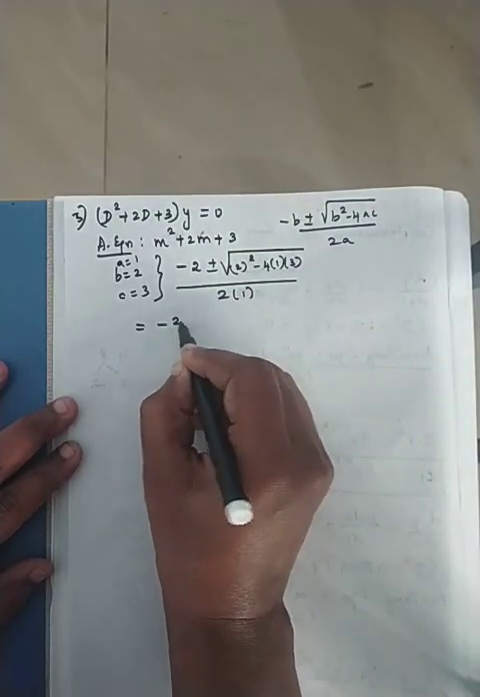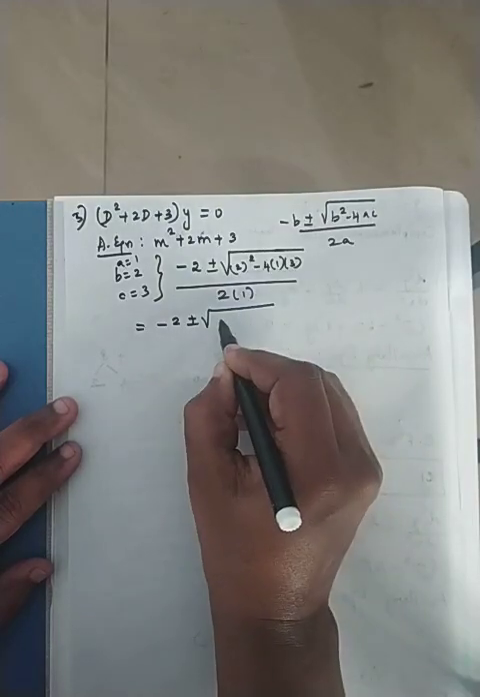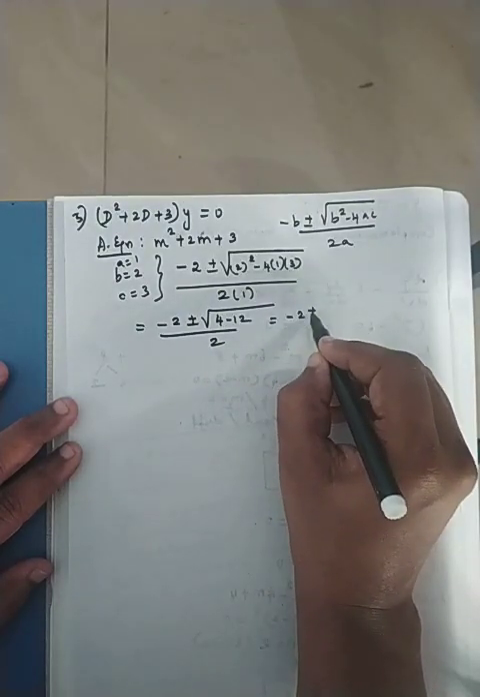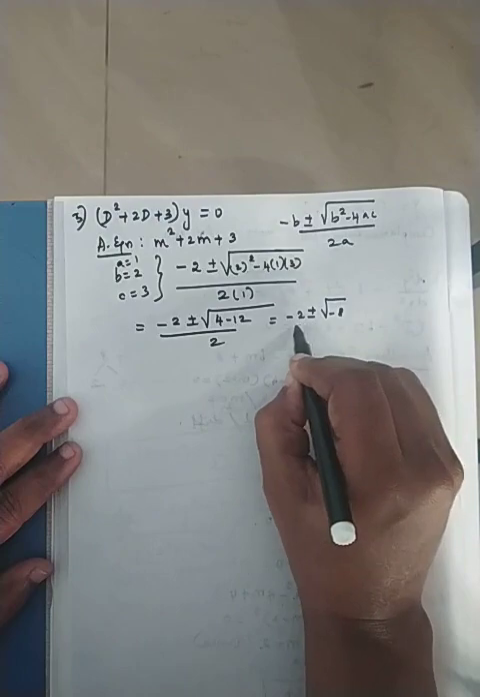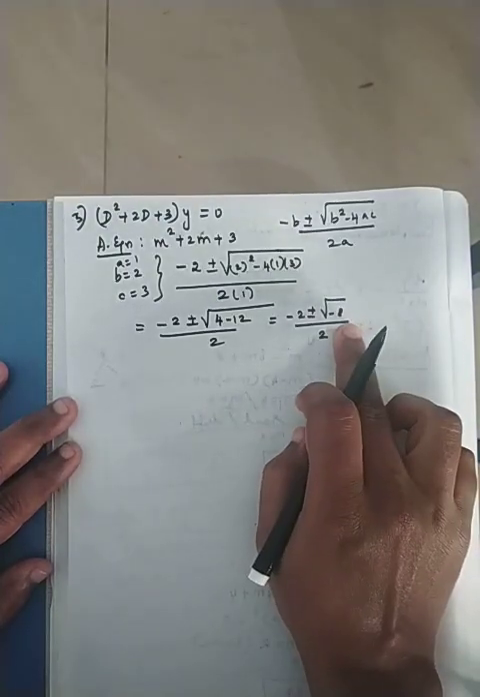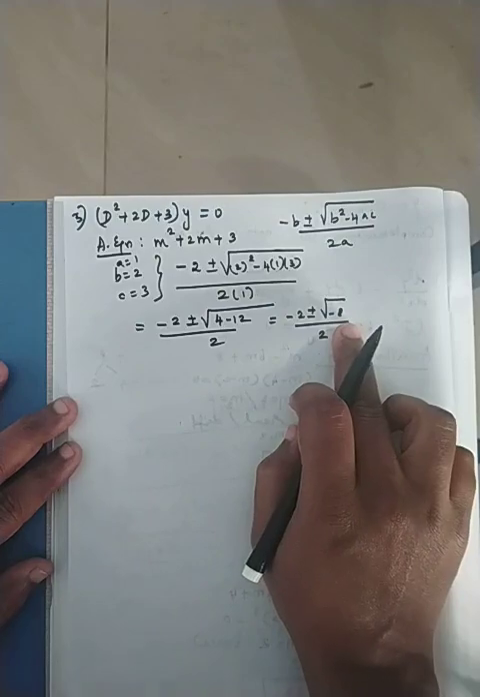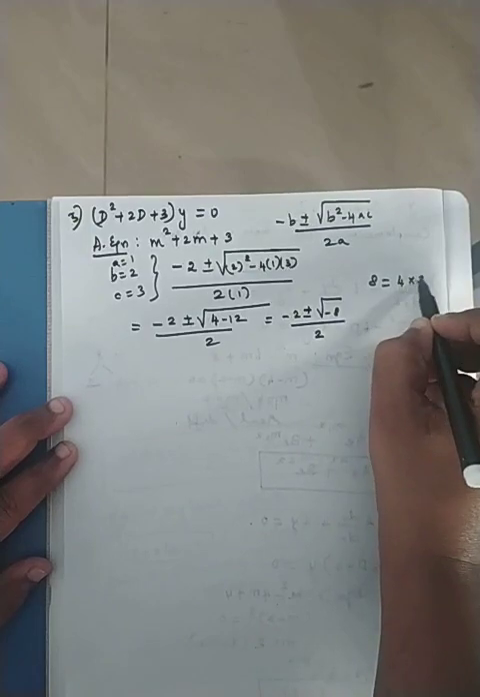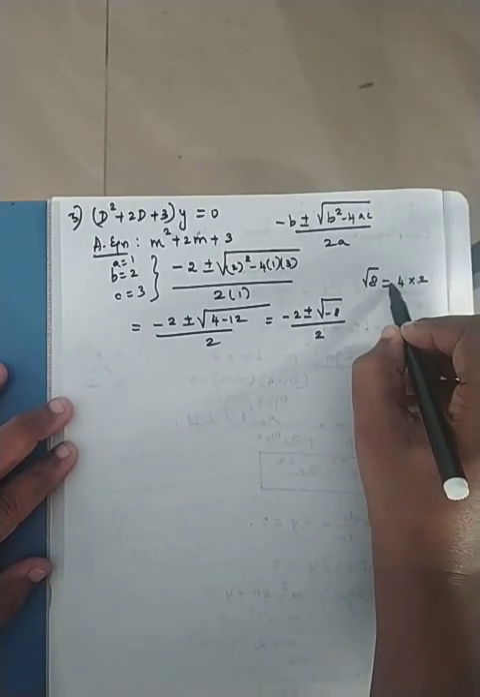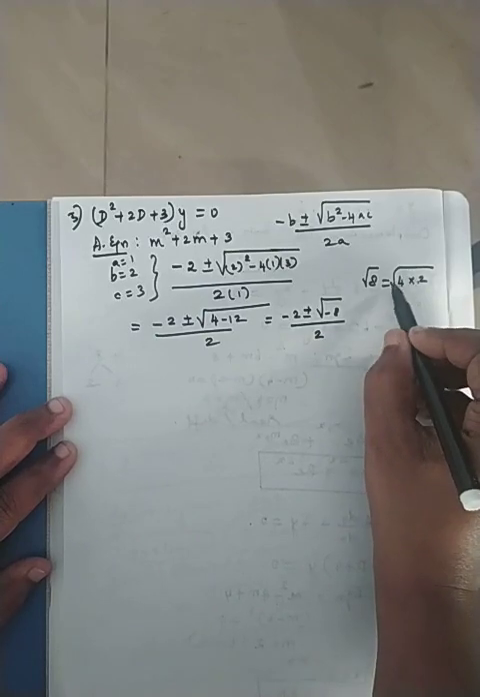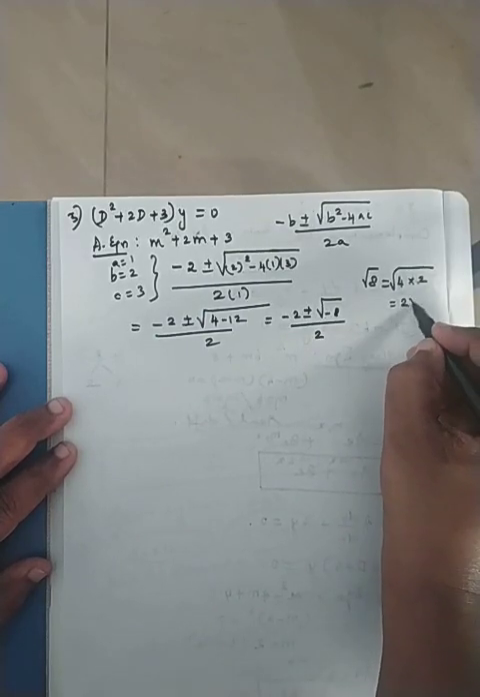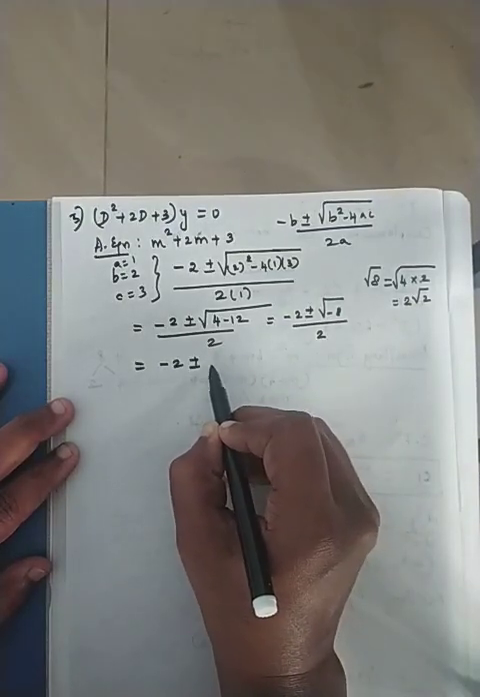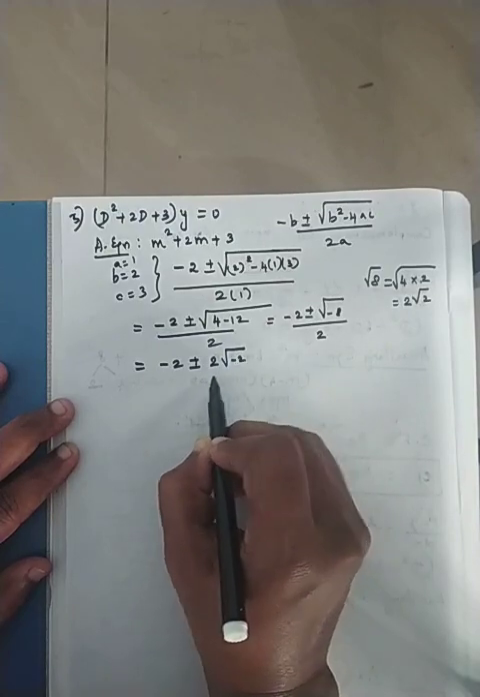So what is this? Minus 2 plus or minus root of 4 minus 12 divided by 2, which is equal to minus 2 plus or minus root of minus 8 divided by 2. Is it not? It is minus 8. Now I can write 8 as 4 into 2. What will be my root 8? It will be root of 4 into 2. Now for root 4 I can say 2 and root 2. So I can write this as minus 2 plus or minus 2 into root minus 2 divided by 2.